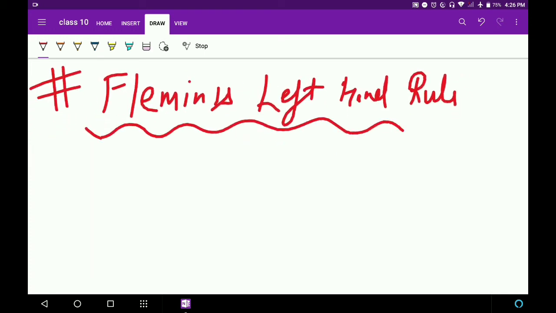Fleming's left hand rule. According to Fleming's left hand rule, what we have to do is first put our index finger, the middle finger and the thumb mutually perpendicular to each other. Thumb, forefinger and middle finger we have to put mutually perpendicular to each other.